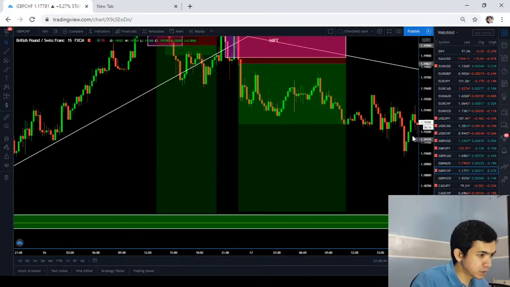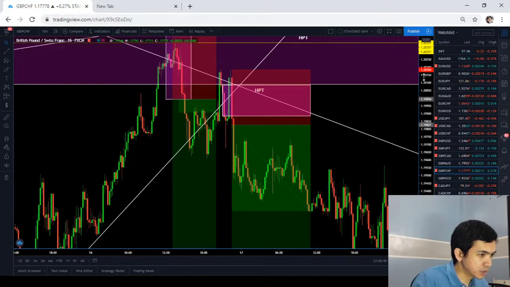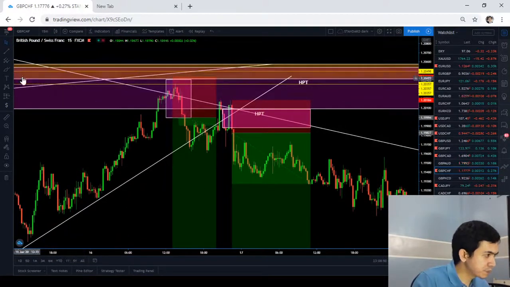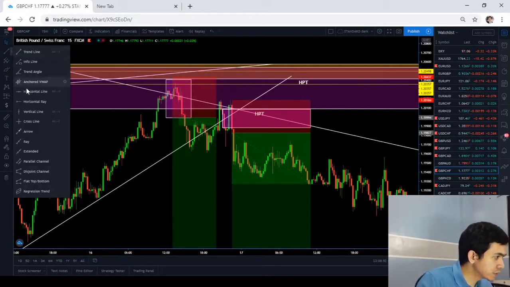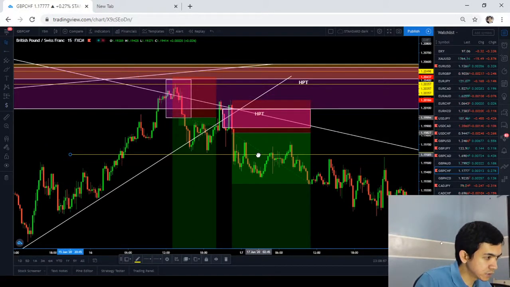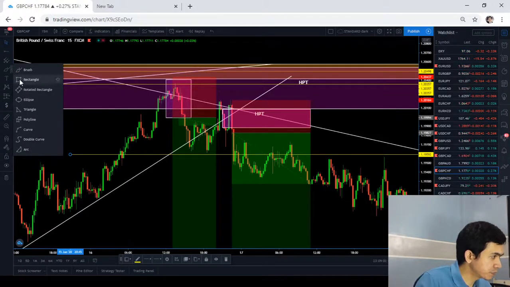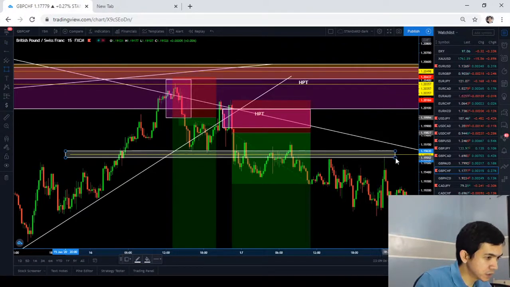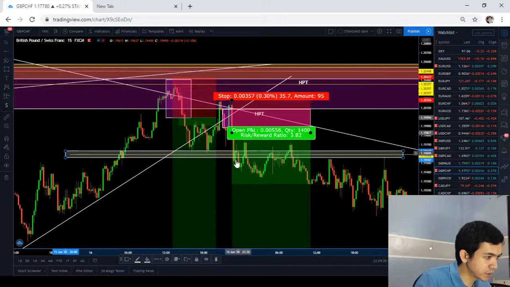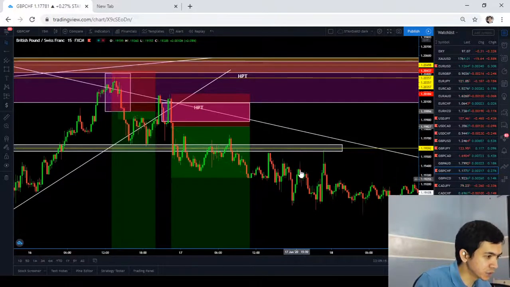And then after that, I read the structure. I saw another opportunity. Diba? Dito. Kasi, nag-break siya. Diba? This line or zone got broken by this. So, this now becomes what? Before, this was once a support. Broken, got what? New resistance for another opportunity.